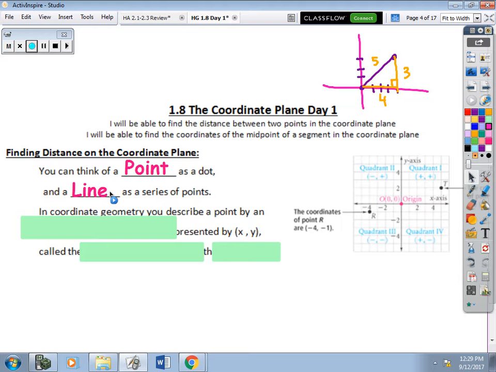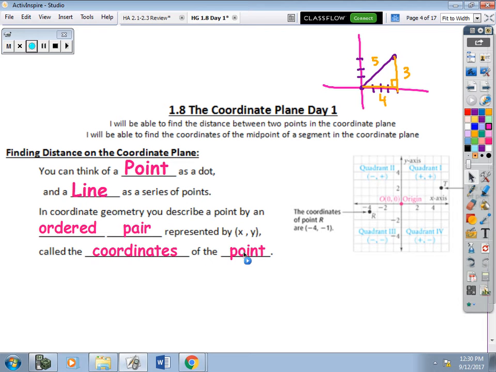So switching from looking at a number line, we're now going to the coordinate plane. And whenever we are describing a point, we will use an ordered pair represented by x and y. And that is called the coordinates of the point. So just some vocabulary words in the coordinate plane. Remember, the origin is 0, 0.